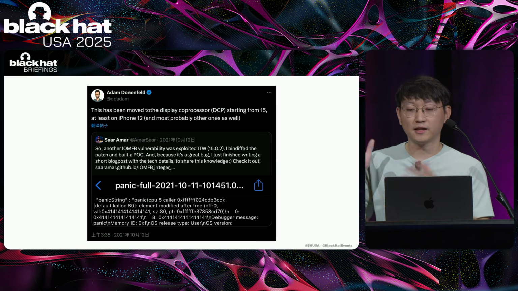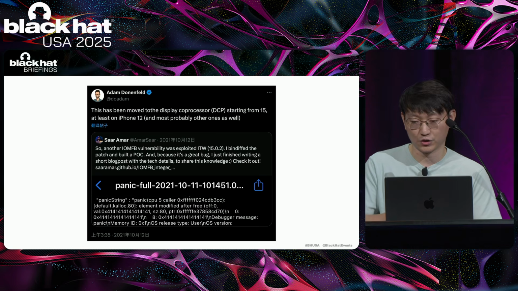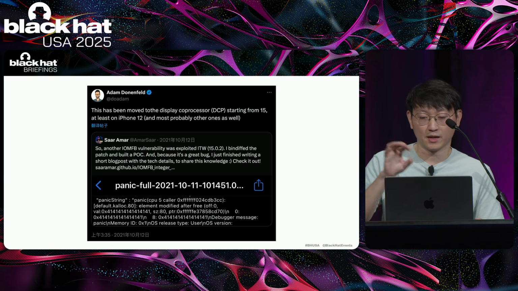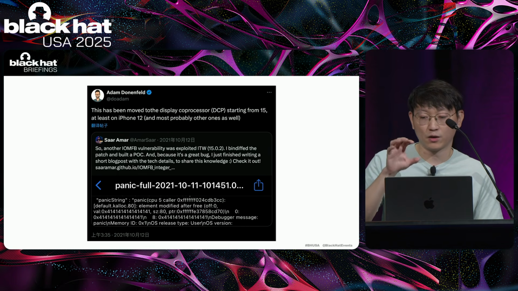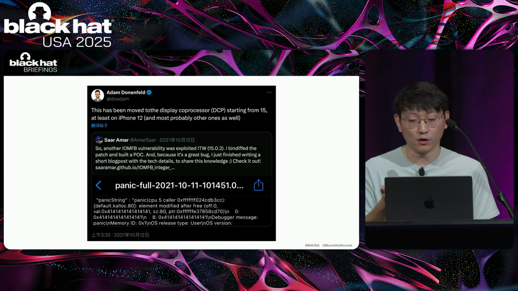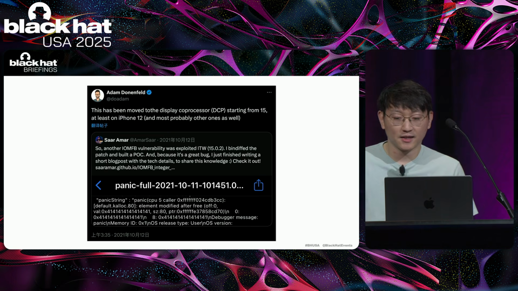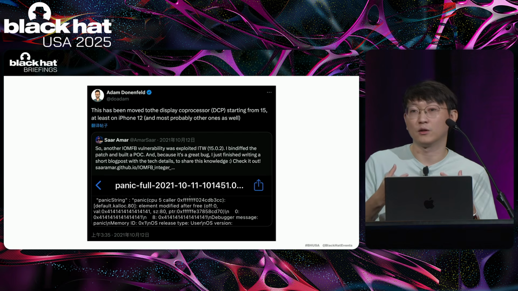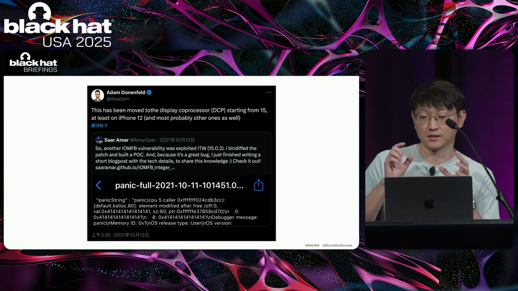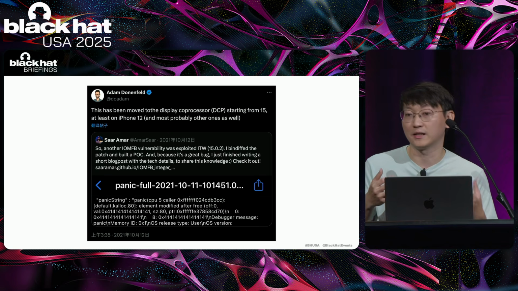Starting from the second half of 2021, a new trend has emerged. Many key function implementations have been moved from this IOMobileFrameBuffer module to one layer below, which is the firmware of the display coprocessor. This architecture shift means that user mode can no longer directly access this attack surface, effectively creating some form of defense in depth.